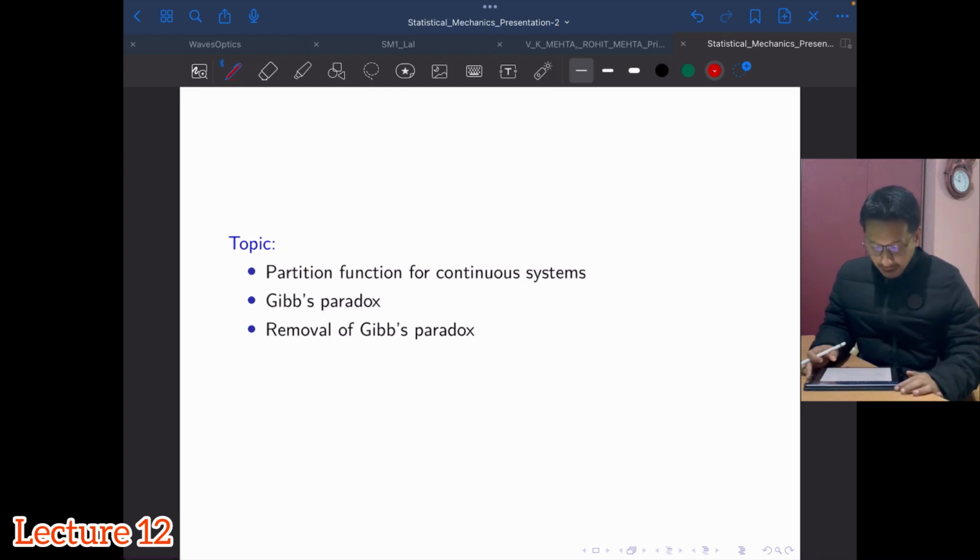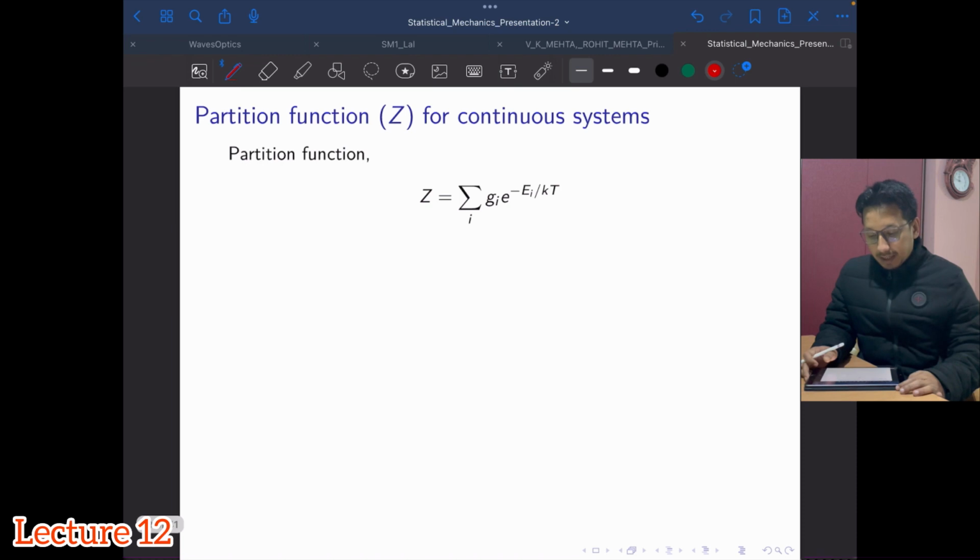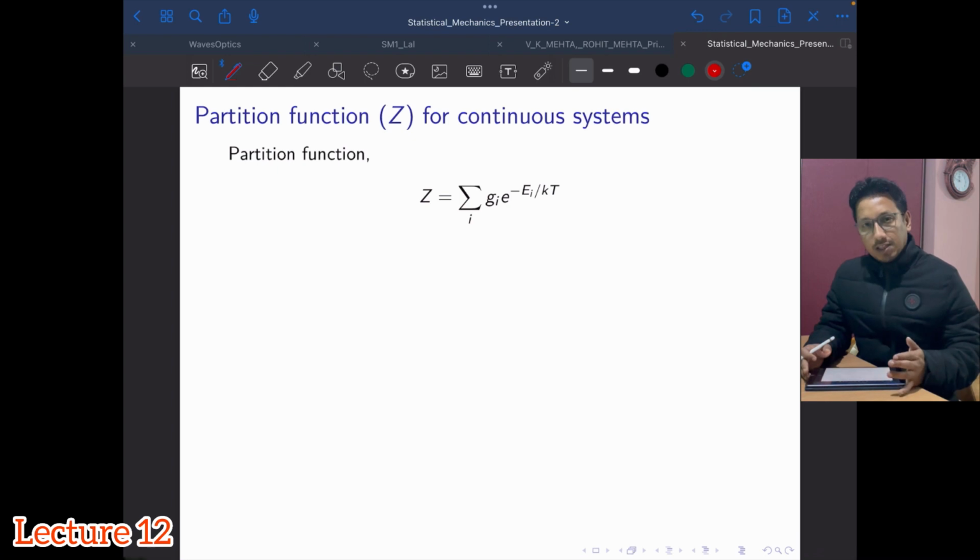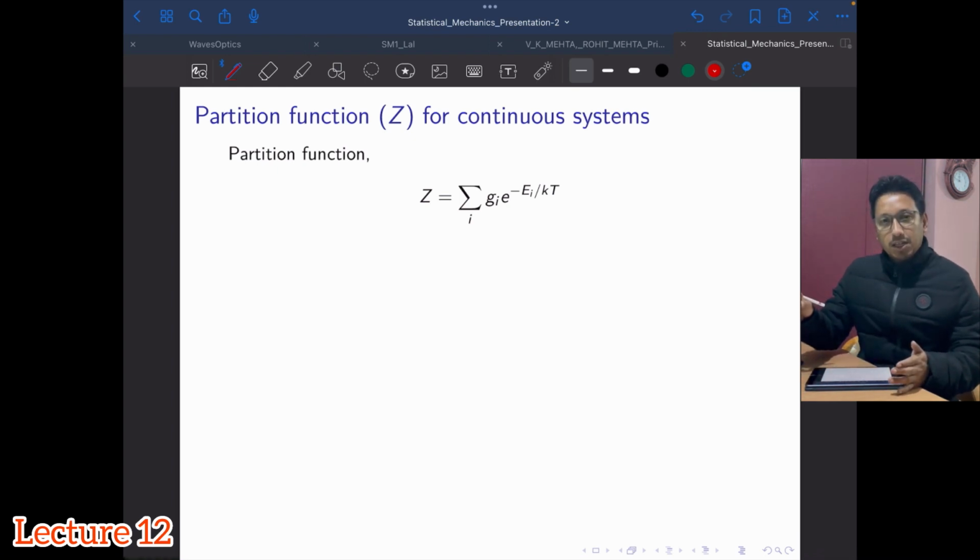So here let us discuss the partition function for a continuous system. In classical mechanics or classical statistics, we consider systems having continuous energy, meaning the energy levels of the systems are so close to each other that we can almost assume them to be continuous, so the energy takes continuous values.